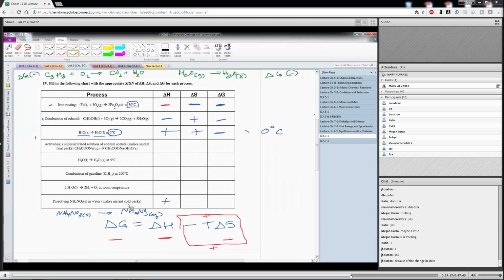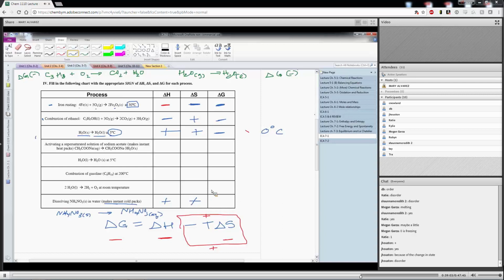But the other thing you know is it makes instant cold packs. In other words, it is absorbing the heat from your hands, and that's why your hands get colder, because it's absorbing that heat. So because it makes its surroundings colder, it must be absorbing the heat. So delta H is positive. Okay, delta S, is this more order, more disorder? Definitely more disorder. So this is a positive value because that's more disorder.